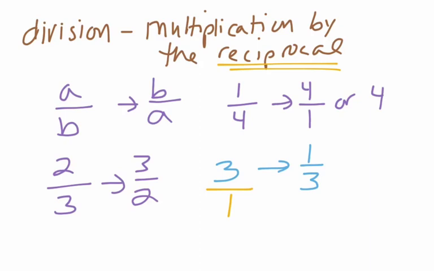Okay, so now that we've established what a reciprocal is, what does that have to do with division? So suppose you had 12 divided by 4. Well, that is the same as 12 times... Take that, division. Division is multiplication. So that becomes multiplication by the reciprocal. So the reciprocal of 4 is 1/4.